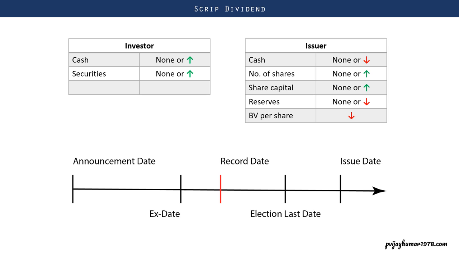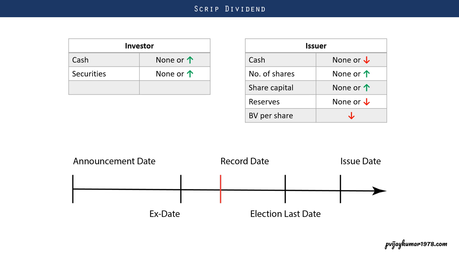In case investors do not make any choice before the end of the time period given to them, a default option is selected by the company. The default option is usually cash dividend. The following are the important dates in a scrip dividend: announcement date, record date, X date, election date, payment date, and issue date.